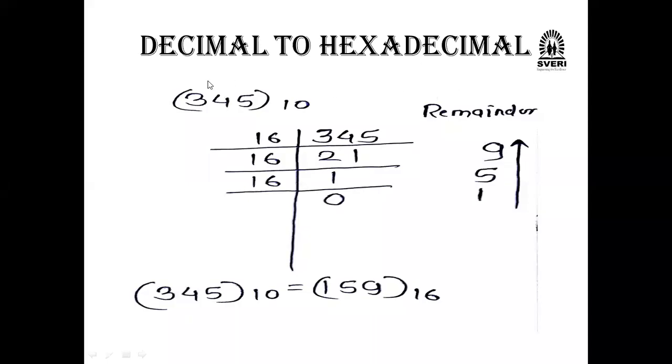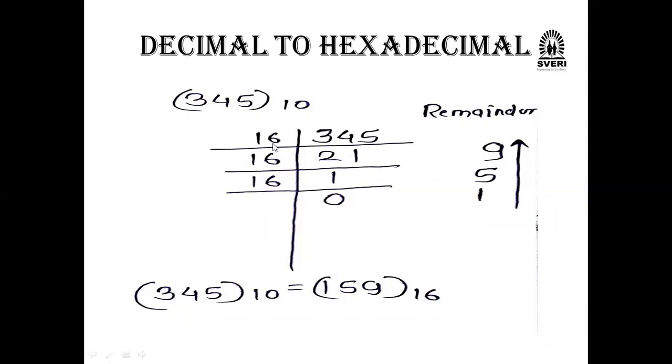So for the next point, that is decimal to hexadecimal. Hexadecimal is nothing but base 16. There are 16 symbols, 0 to F. We are going to call that one 0 to F. So this 345 we have to convert into a hexadecimal number.